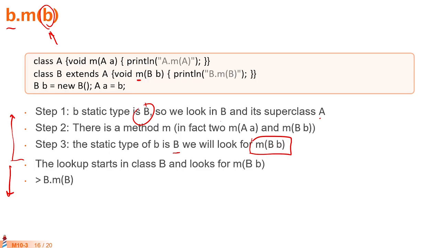This program is good because all the objects that are of class B understand the message m with a B as parameter. So this is cool. We can compile the program. And now in execution time, we are going to do the lookup. The lookup starts in the class B because the dynamic type of the variable b is the class B. And we are looking for this signature. So we are going to find it here, and we are going to execute it and print the correct output.